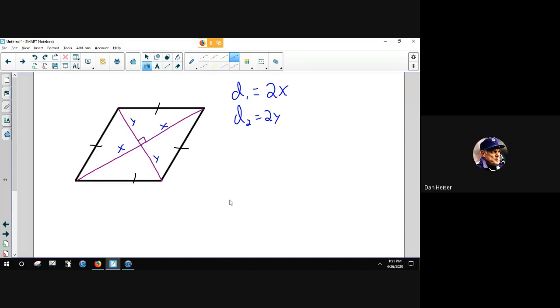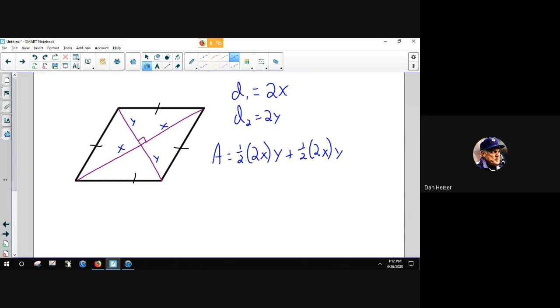The first triangle has area, here's its base, 2x, and here's its height, y. 1/2 times the base, 2x, times the height, y. This triangle down here, one more time, has base 2x and height y. So it's really the same thing. There's our area of this rhombus.